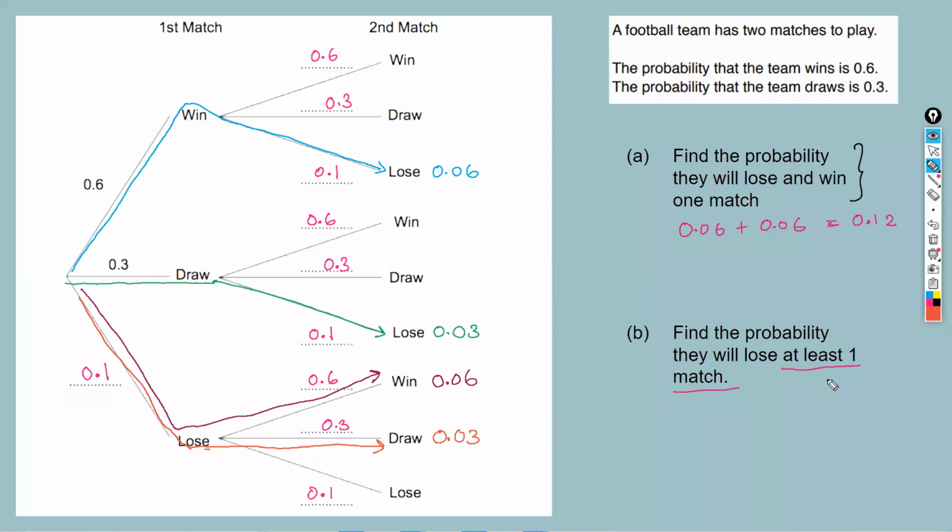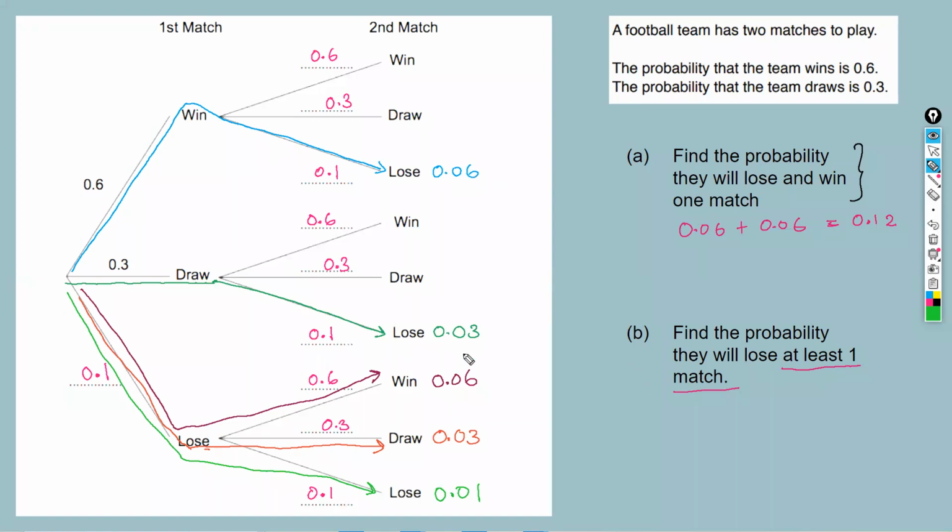But remember, they use the word at least. So you can lose 2 games also, which means you can lose the first game and lose the next game. So it's 0.1 multiplied by 0.1, which is 0.01. Did I miss any there? Nah, I don't think I missed any there.